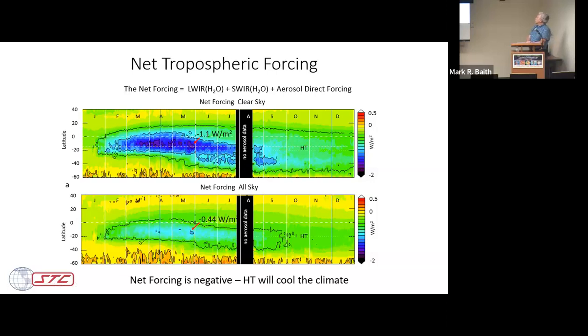Okay, so what's the bottom line? Longwave flux, shortwave IR flux from water vapor, and then the aerosol direct forcing. Well, the aerosols win. Even though the aerosols weren't a lot in this eruption, the aerosols win. And there's net cooling going on here. So with clear skies, you get about minus 1.1 watts per meter squared. It's the maximum here. And for cloudy skies, you get about 0.44. Again, it knocks it down by about half. So the forcing is negative. It will cool the climate. So Hunga-Tonga is not going to warm up the climate.